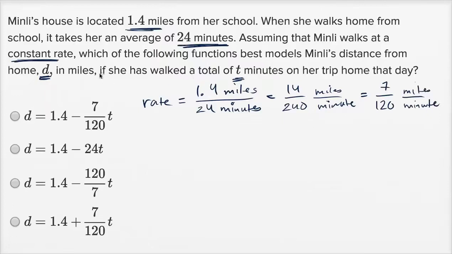Now we need to figure out d. We have to be very careful. d is Minley's distance from home. She's leaving from school, and it's her distance from home. Remember, her home is 1.4 miles from her school.